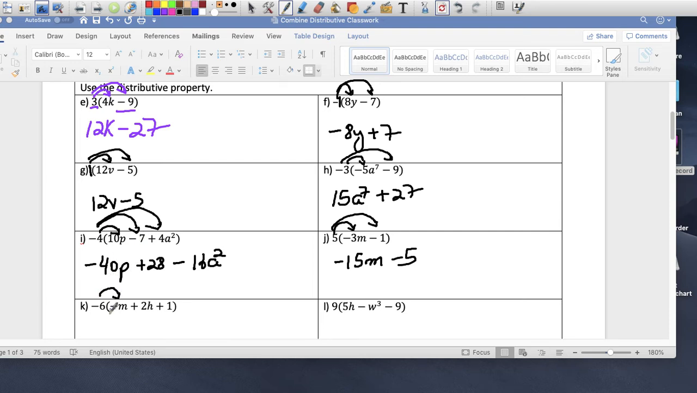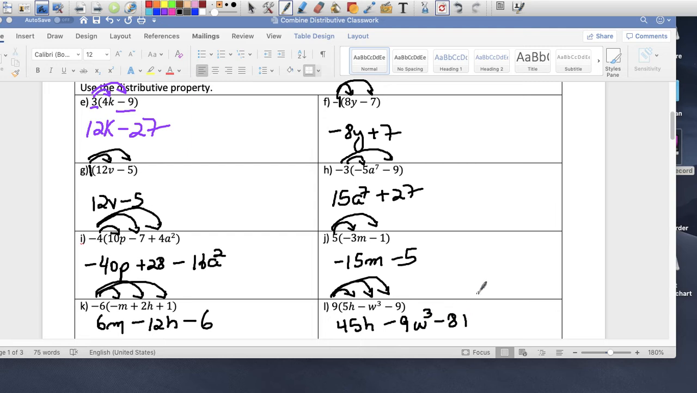Negative times a negative is going to be a positive, and 6 times m is just 6m. Negative times a positive is a negative, 6 times 2 is 12h. And negative times a positive, again, is going to be a negative, and 6 times 1 is 6. Over here, it's a positive times a positive, so it's 9 times 5, 45h. Positive times a negative is going to be a negative, and negative 9w cubed. And positive times negative is negative, and that gives you 81, right?